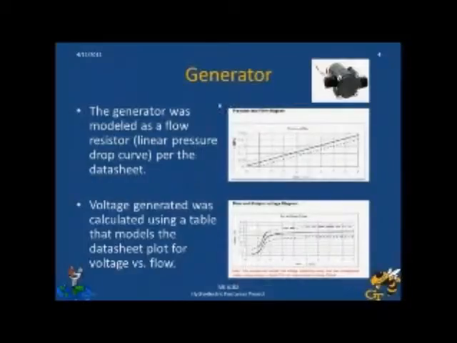The generator pressure and flow diagram was used to model the fluid resistance of the generator, and the voltage versus flow diagram that was given in the datasheet of the generator was used to create the table that Dymola references to provide an output of voltage for a given flow.